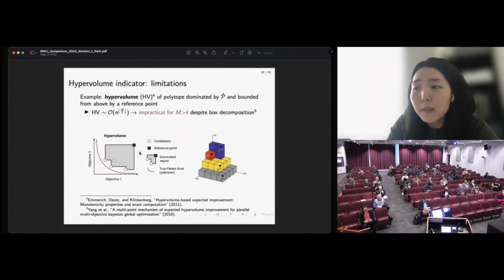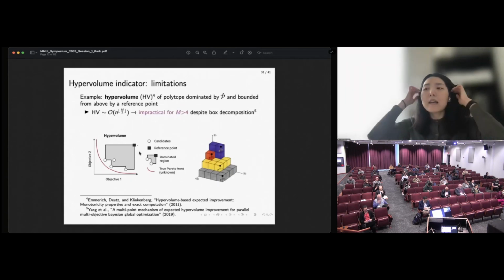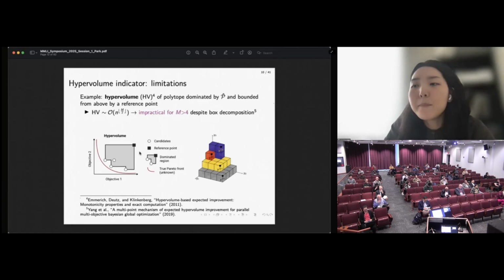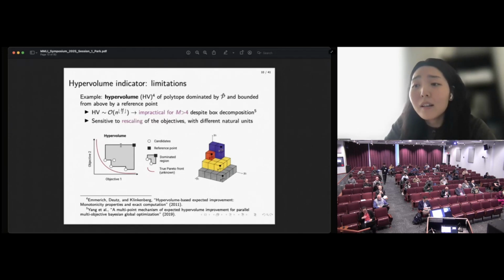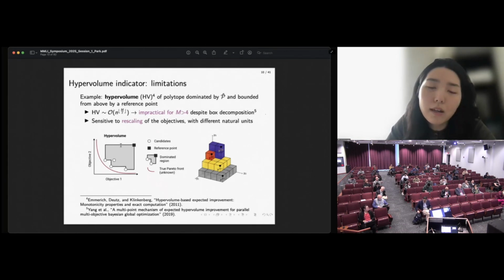HV is widely used, but the HV computation scales super polynomially with m because it involves an m-dimensional integral. And the computation gets very expensive with more than 4 objectives, 4 molecular properties. Another limitation is that HV is sensitive to the rescaling of objectives. And this is not desirable because nothing inherently changed about the molecules that we obtained, just the units that we chose to describe them with.